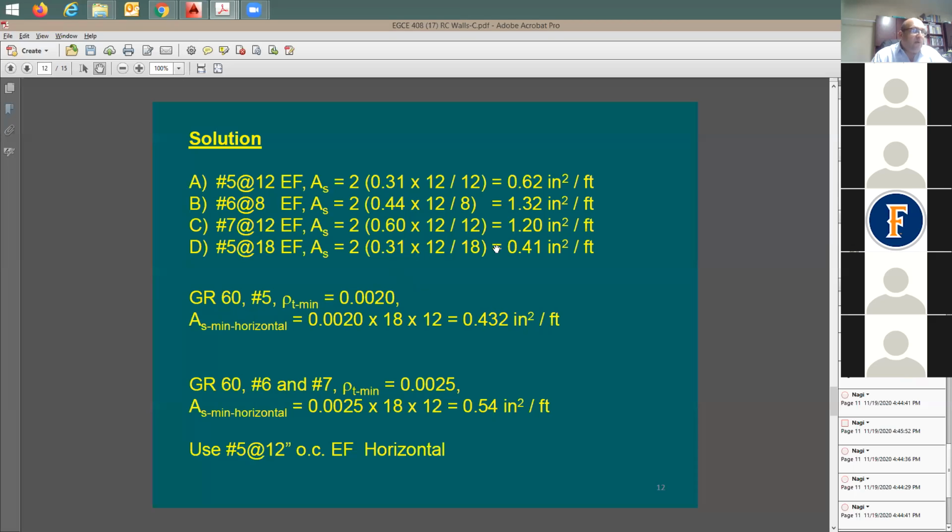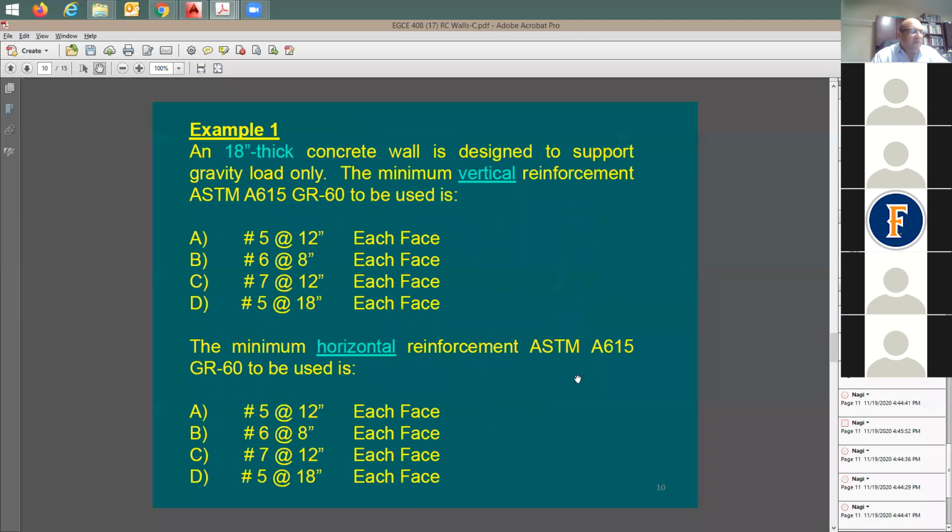But if you still want to go with the lowest, and then you go a little bit higher than this, going to be going here with 0.62, compare 0.62 to 0.432, it seems that I can cover it here with number 5 at 12. Meaning, number 5 at 12 is going to be a good option, a good solution. Therefore, at the end of the day, for this wall, I can go with number 5 at 18 for the vertical, and when it comes to horizontal, I'm going to be going here with number 5 at 12, just to satisfy the minimum reinforcement needed per code.